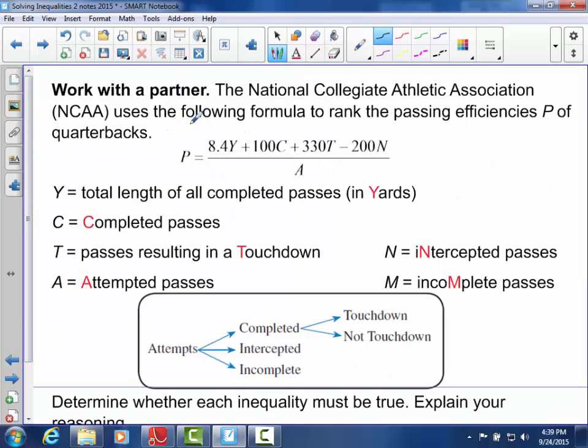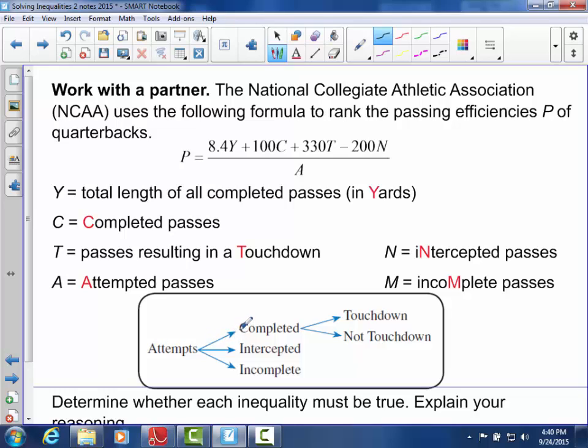Okay, work with a partner. Well, I'm kind of your partner. The National Collegiate Athletic Association, or the NCAA, uses the following formula to rank the passing efficiencies P of quarterbacks. Okay, it's very complex. Okay, and here's a description of all the variables, what they mean, what they stand for, and then this is how the attempts can be grouped.